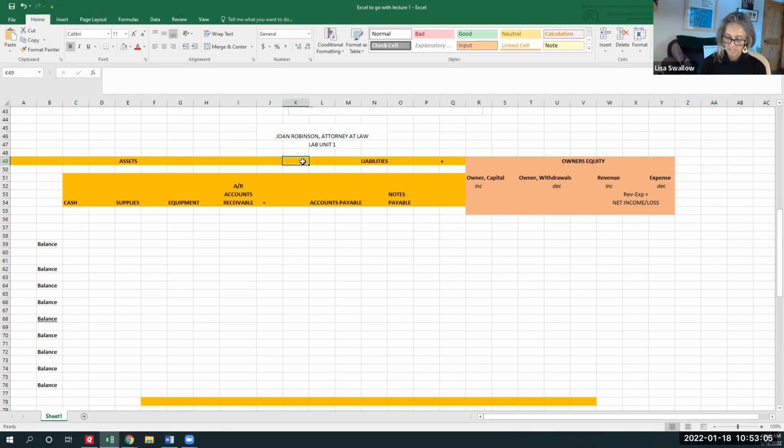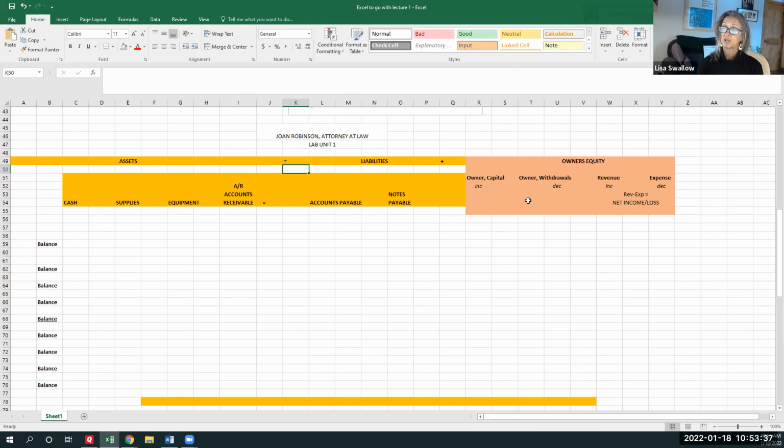Assets equal liabilities plus equity. And again, equity is comprised of 4 things. Owner's capital increases it. Owner's draw or withdrawals decreases it. Revenue increases it. Expenses decrease it. And if you put revenues and expenses together, that becomes net income or loss.